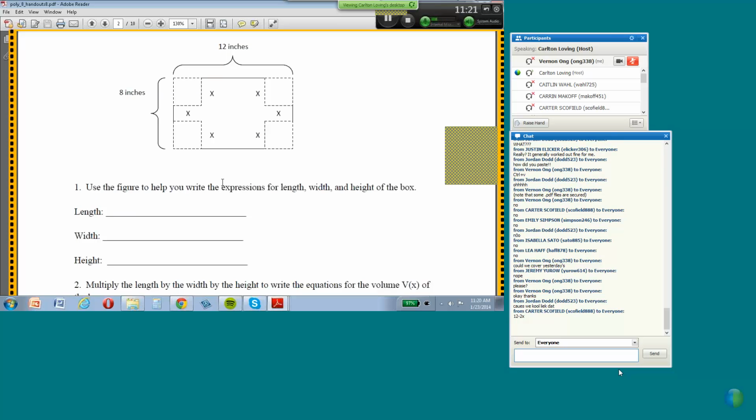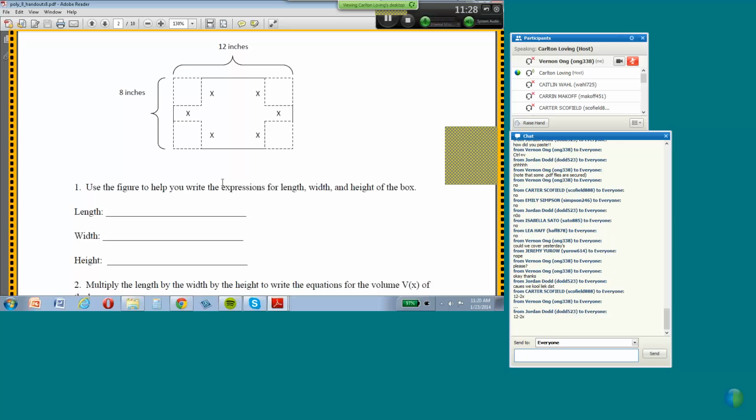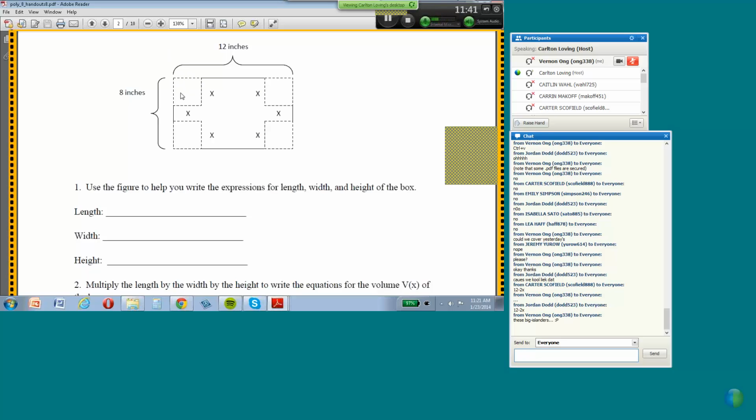Oh, Carter was just waiting. He had it typed. It's like, okay, Mr. Loving, and he just hit enter. He's just right there. And he's right. Look at the total length of this piece of cardboard. If we cut out squares, and since they're squares, they got the same size sides, same side lengths.